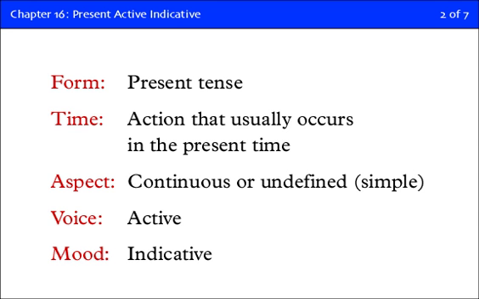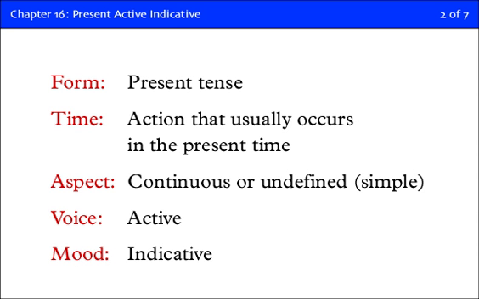So if you have a verb that's in the present active indicative, you have a verb that's present tense in its form, it is probably describing an action that occurs in the present. And as far as its aspect is concerned, you have to look at context and say, do I want to use the simple form of the English verb or the continuous form of the English verb in translating?